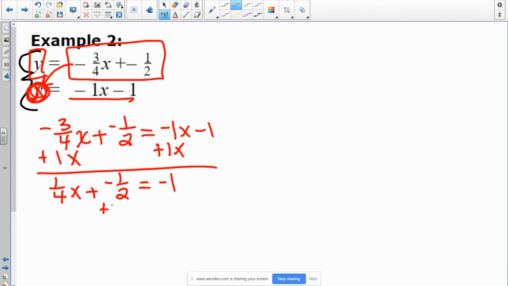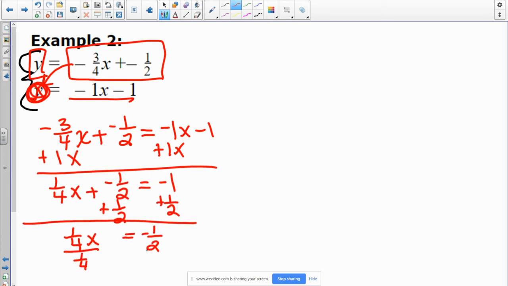I'm going to add a half. So I get 1/4 of an x equals -1/2. And then I'm going to divide by a fourth. And I get x to equal, well, -1/2 divided by 1/4 would be a -2. So my x equals -2.